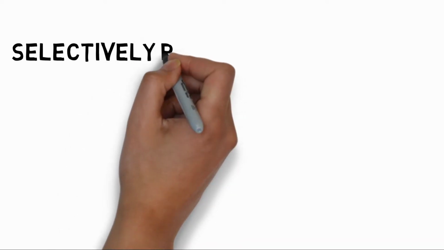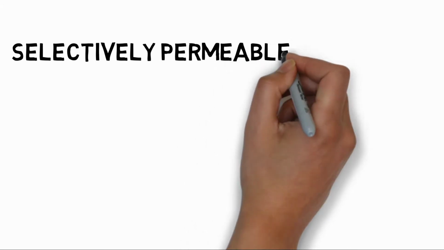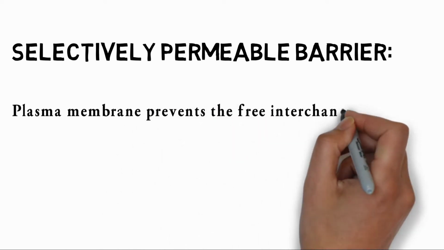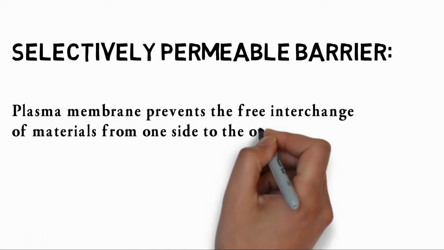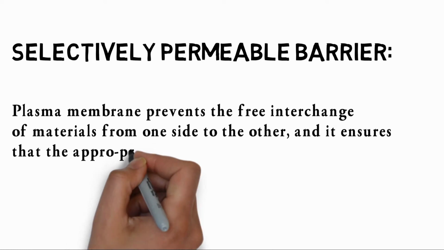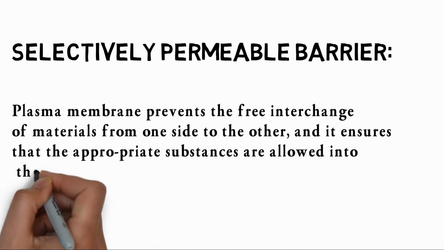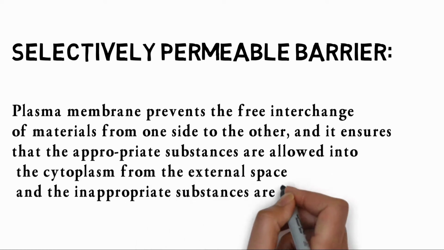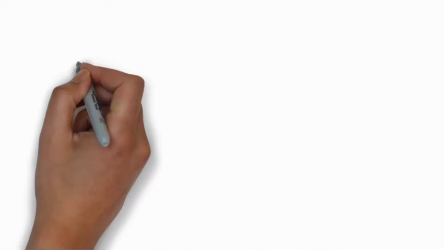First of all, we say that plasma membrane is selectively permeable. What does it mean? It means that plasma membrane prevents the free interchange of materials from one side to other, and it ensures that specific substances are allowed into cytoplasm from the external environment and inappropriate substances are kept out.